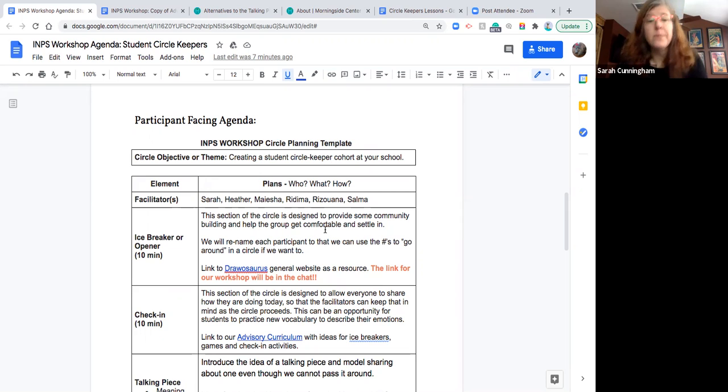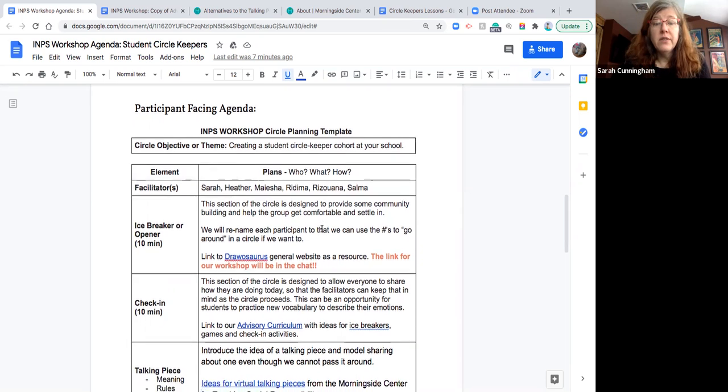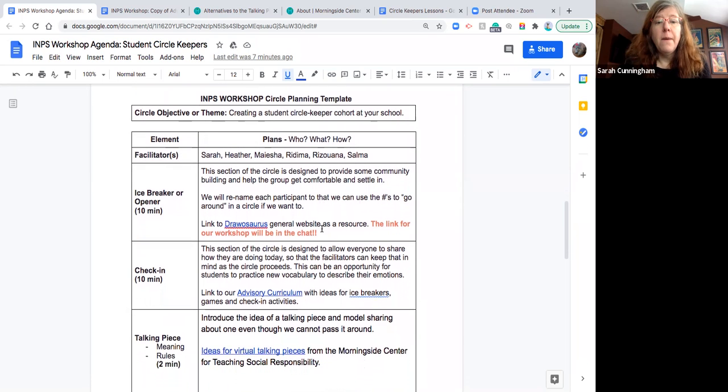student circle keepers. We started with an icebreaker, a link to Drawasaurus, because in every circle there is a format that helps students respect the sacredness, in a way, of the circle. By having this kind of consistent format, kids learn what is expected of them and they learn to better participate. So we ran our workshop in the structure of a circle, starting with an icebreaker.